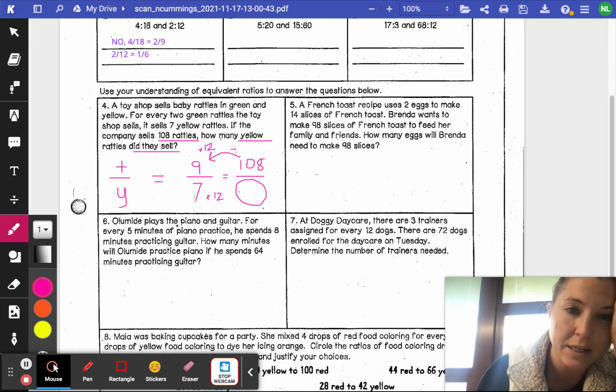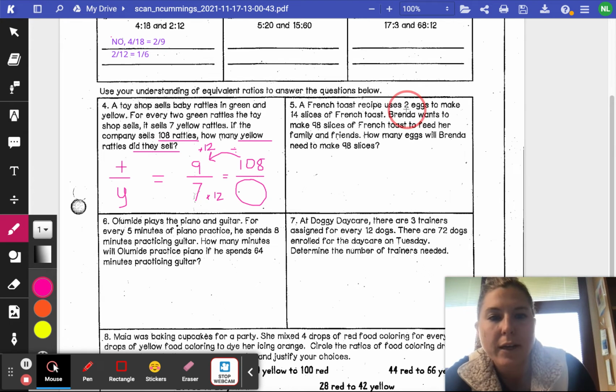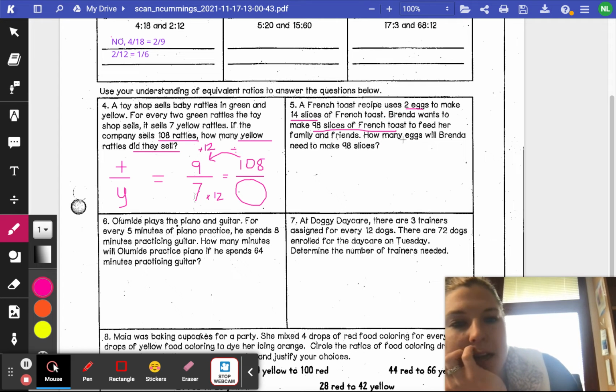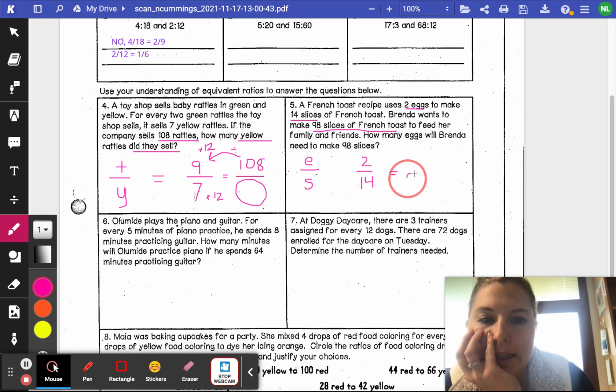A French toast recipe uses 2 eggs to make 14 slices of French toast. Brenda wants to make 98 slices of French toast to feed her family and friends. How many eggs will Brenda need to make 98 slices? So we're doing eggs over slices. She says it takes 2 eggs to make 14 slices. She wants to know how many eggs she'll need to make 98 slices. So we don't know this top number where the egg goes.